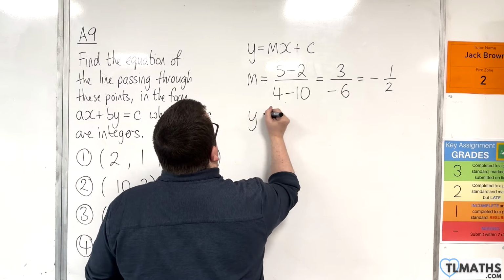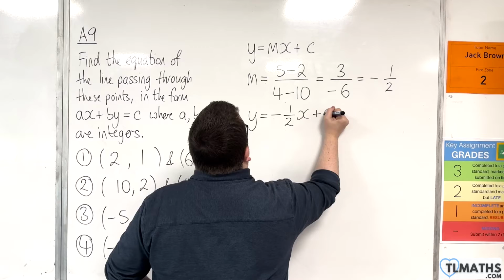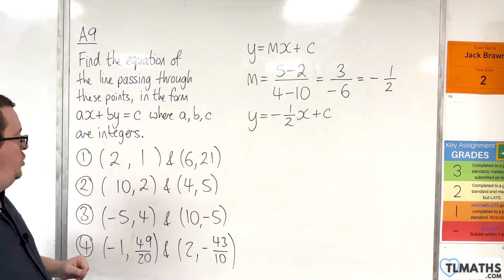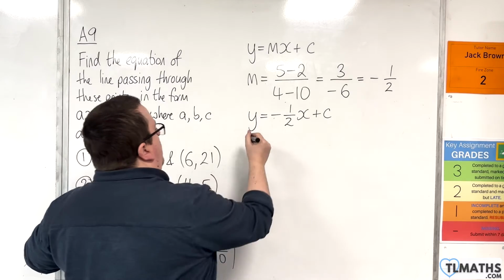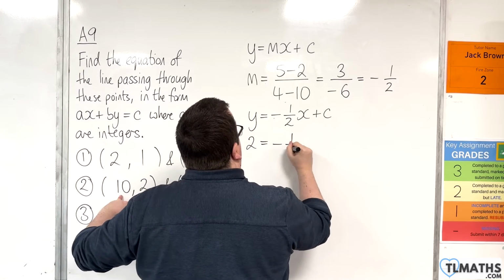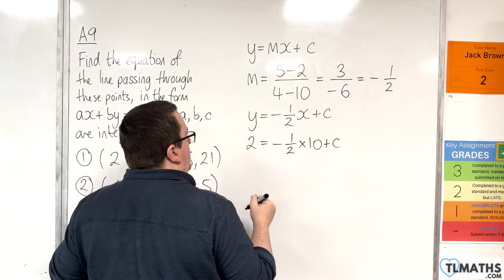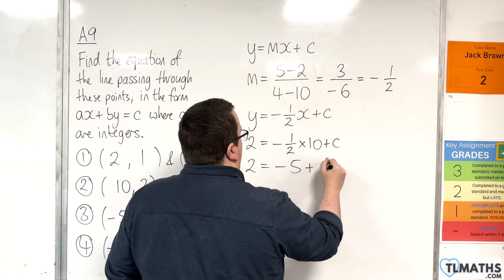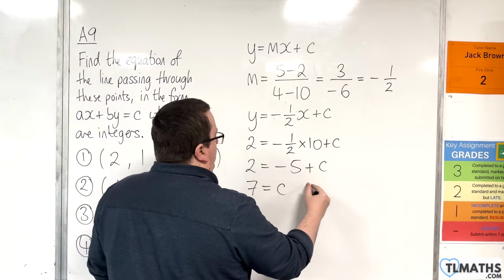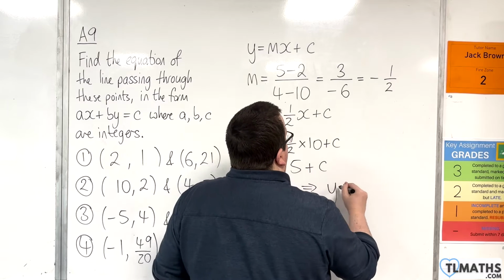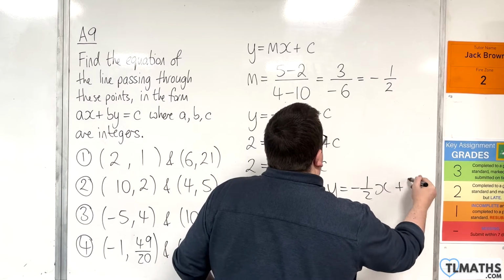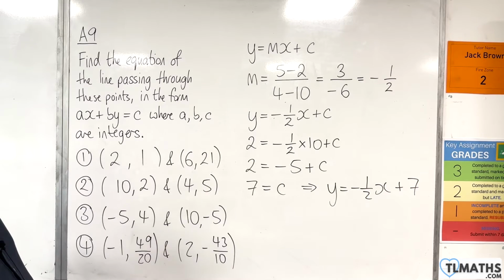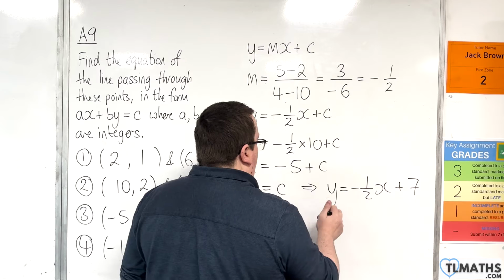So I now know the equation of the line is y equals minus 1/2 x plus c. So now substitute a point in. Doesn't matter which one you choose. I think I'm going to go with 10, 2. So the y value is 2, the x value is 10. So minus 1/2 times 10 plus c. So 2 is equal to minus 1/2 times 10 is minus 5. Add the 5 to both sides, so c is 7. So y equals minus 1/2 x plus 7. Now this isn't in the format we want, so I'm going to add the 1/2 x to both sides.